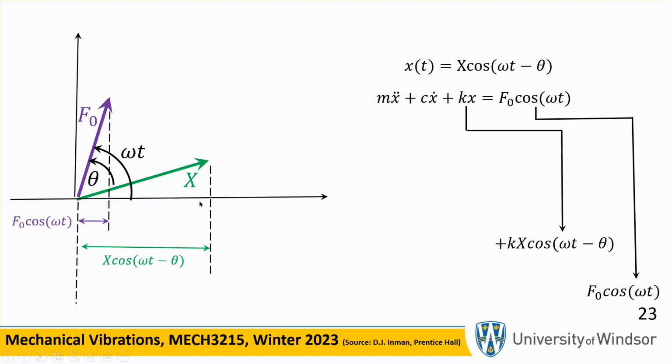And if you look at the projection of that on the horizontal axis, you're going to get big X times cosine of the angle between the green line and the horizontal axis. And that angle is omega t minus theta. So cosine is going to give you that, which corresponds to this. Okay, k little x is going to be k big X cosine of omega t minus theta. Okay, good. Move on.